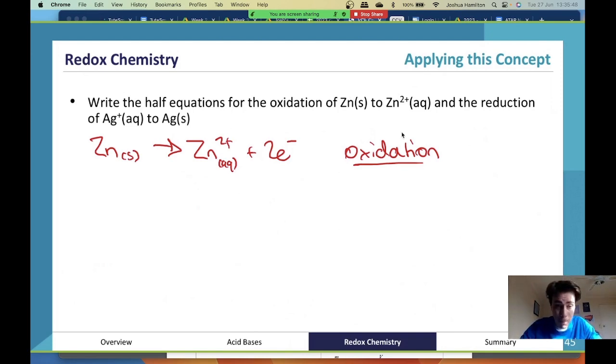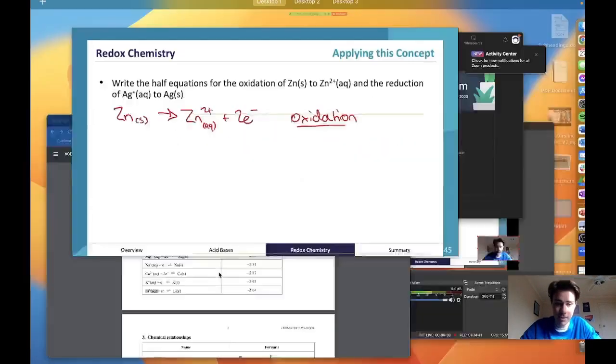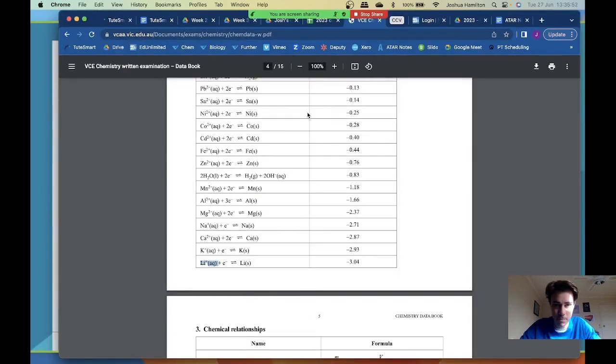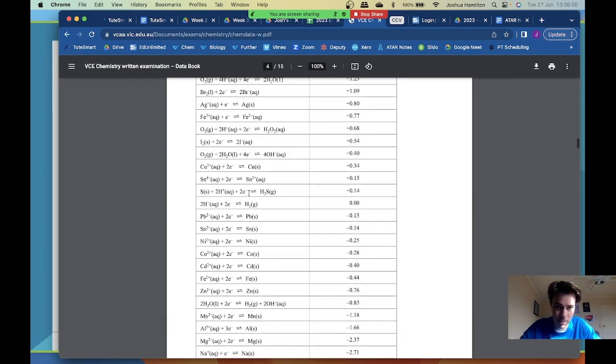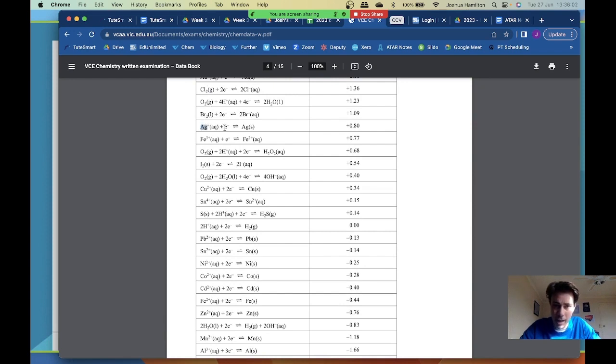But there's an even simpler way of going about this. Most of these simple half equations are found just here, in the electrochemical series. There is my zinc half equation. I just have to flip it around. The other one we were working with was Ag. Ag is up here at the top, just here, so I just need to copy that down. Because this one is going from Ag+ to Ag solid, unlike the last one, I can just copy straight out of the book.